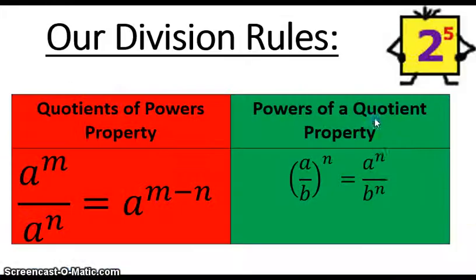So to summarize the rules that we've learned: the quotient of powers property. If you're dividing two exponents with the same base, then you can subtract their exponents. If you have a power of a quotient, you can give that power to both the numerator and the denominator.